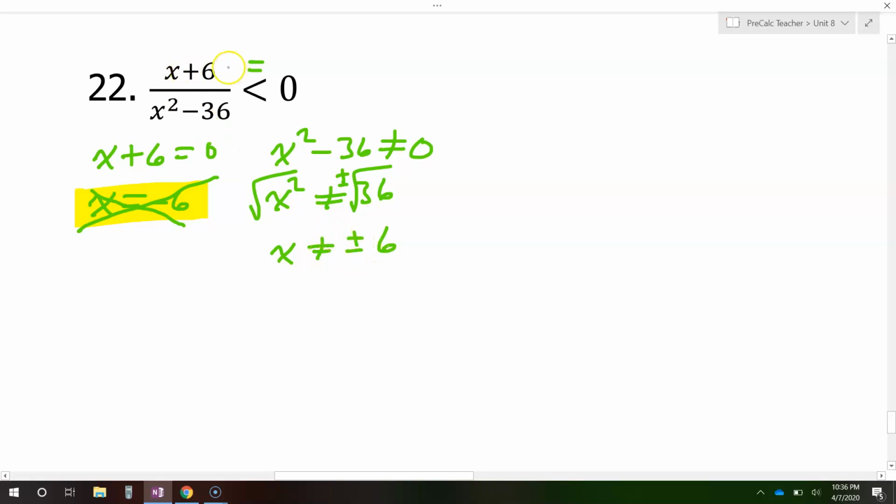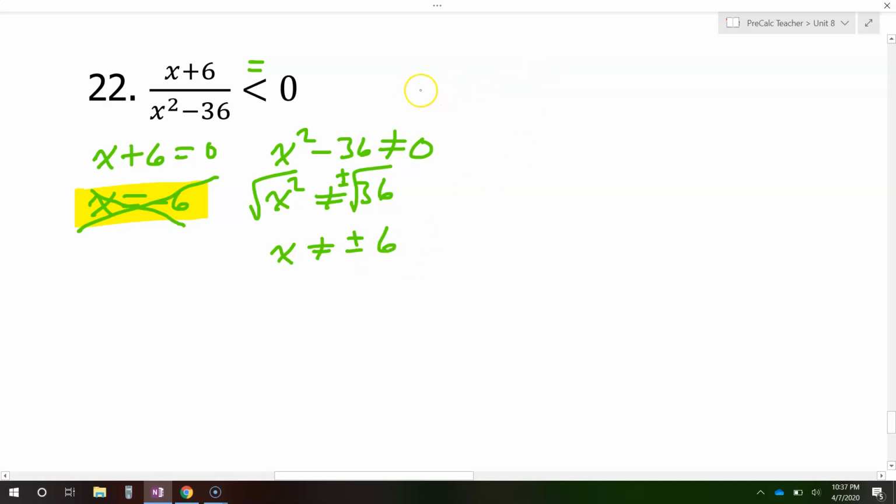So that means there is no value where the function is going to equal 0. It'll just never equal 0, right? It just absolutely cannot equal 6 or negative 6 because that would cause a 0 denominator. So that's no good. Okay, so fine. We have critical values of positive 6 and negative 6.